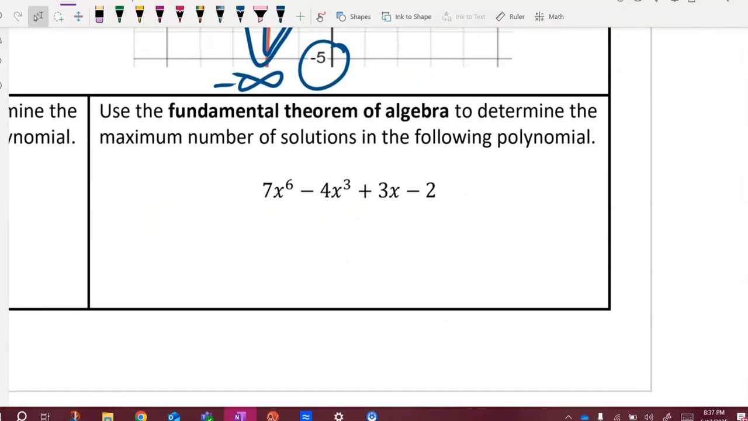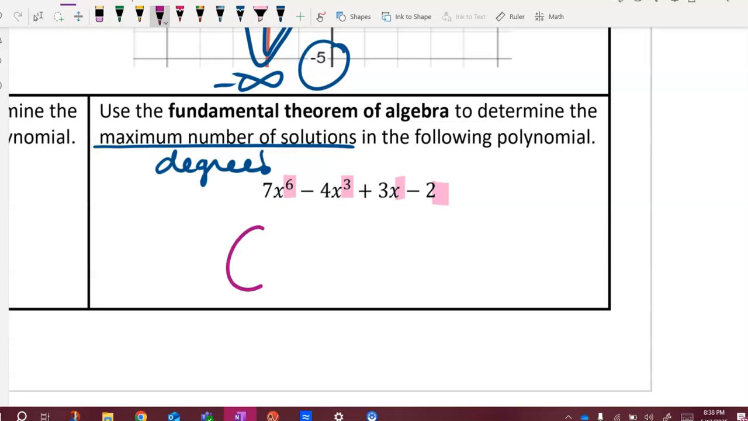All right. Again, maximum number of solutions, we need to look at the degree. What is our degree here? We got 6, we got 5, we got 1, and we have no x. So what's the highest number here? 6. 6 possible solutions.